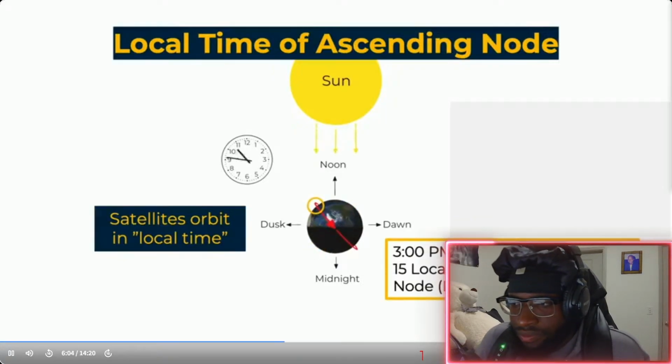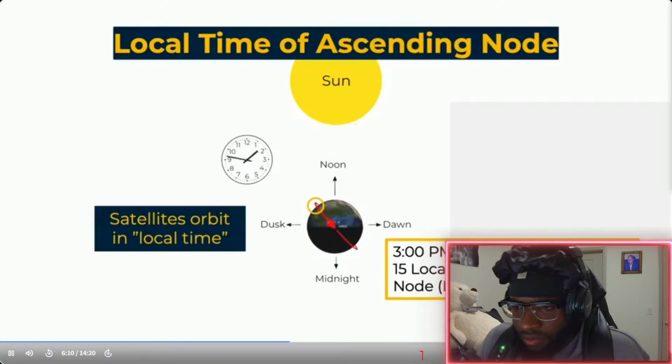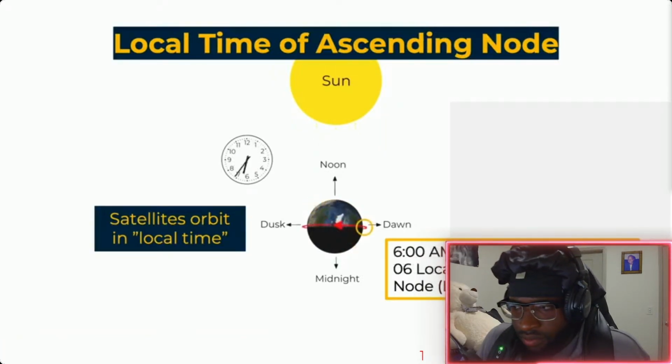And we can move this orbit plane all over the place. So this is a 3 p.m., or a 15 local time of ascending node, because it's between noon and dusk. And here we're showing a dawn to dusk orbit. So it has a 6 a.m. local time of ascending node.